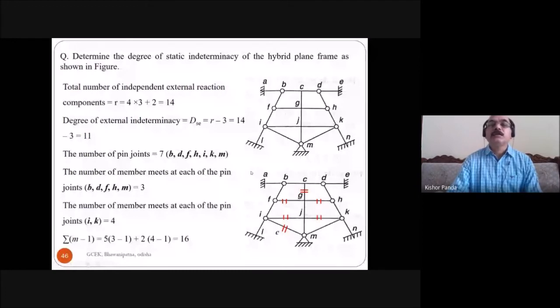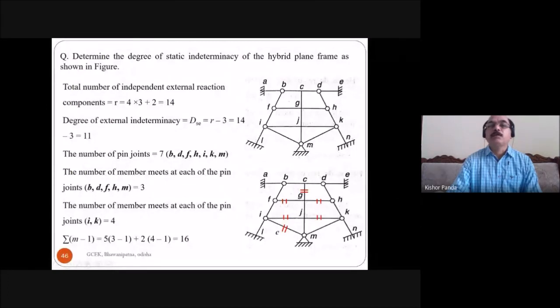Here you see this is a fixed end, so the total number of reactions at the fixed end is equal to 3. This is fixed end 3, this is fixed end 3, and this is your hinge support 2. 3 plus 3 is 6, plus 3 is 9, plus 3 is 12, plus 2 is 14. So the total number of reactions is equal to 14.